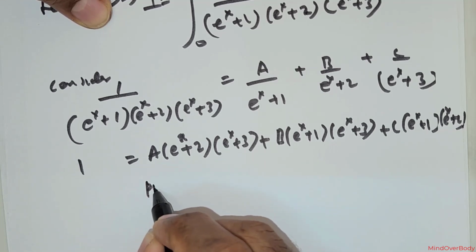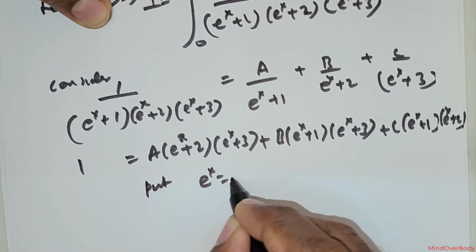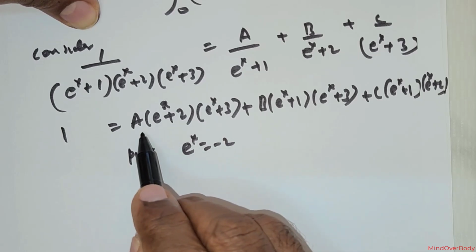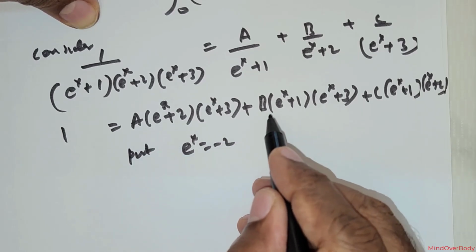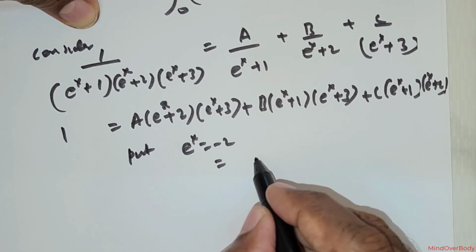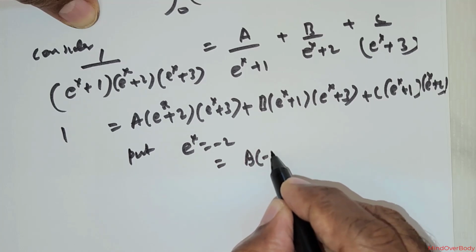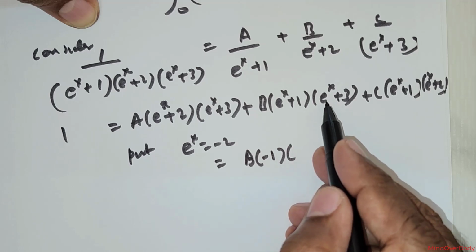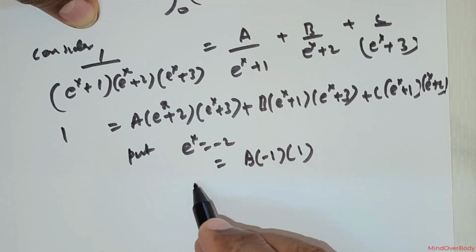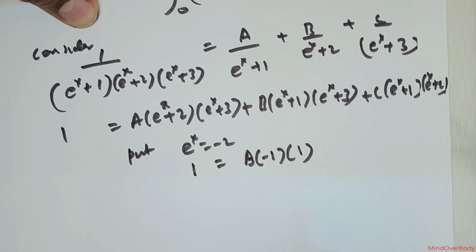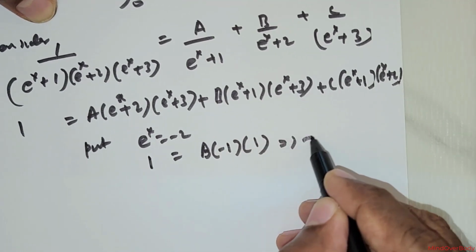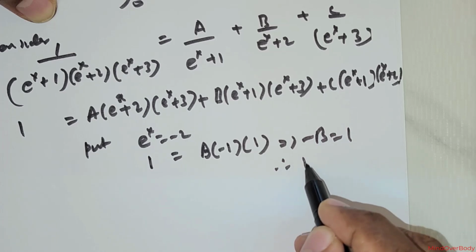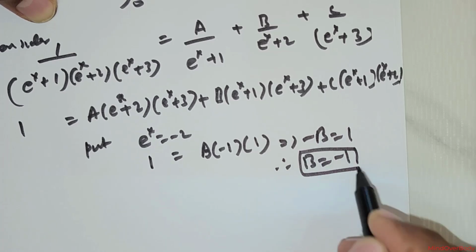Over here we put e raised to power of x is equal to negative 2. This will vanish, this will vanish. Over here you will get b of negative 1, because negative 2 added with 1 will give you negative 1. Over here negative 2 added with 3 will give you positive 1. You have a 1 here, right? So this would mean negative b is equal to 1, therefore the value of b is equal to negative 1.